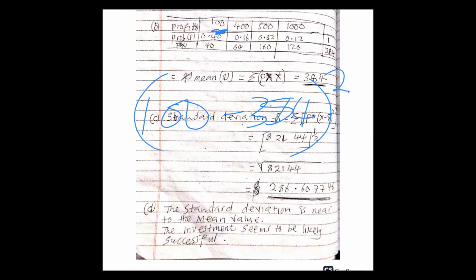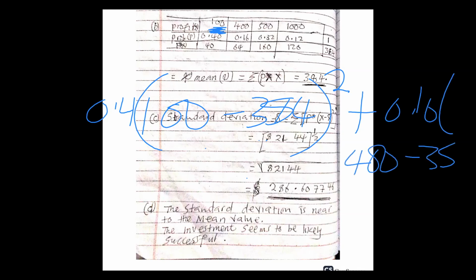After squaring, you multiply by the probability that you start with, which for this one is 0.4. The probability times this X, minus the mean, that's your X bar. You square that, and you add. You go to the next figure, where the probability is 0.16 times the X, which is now 400, minus 384. You close it, you square that.